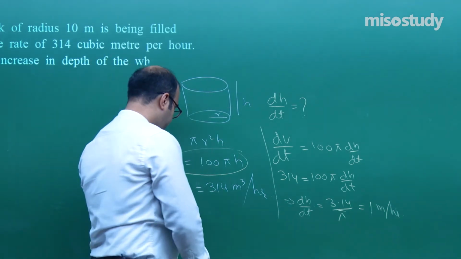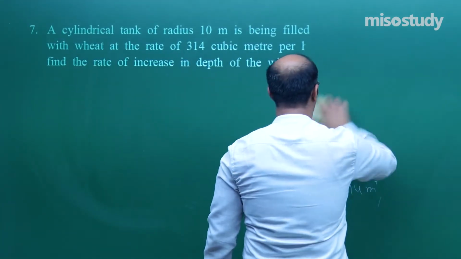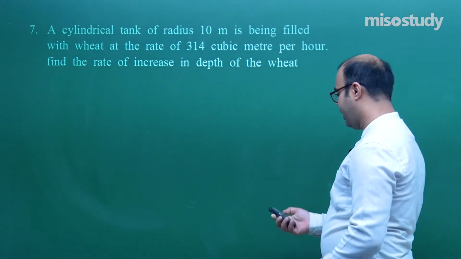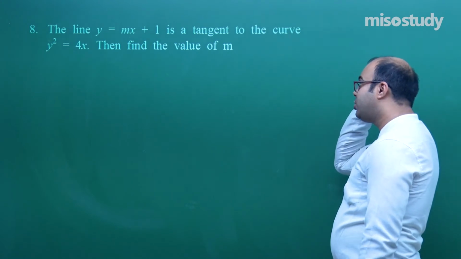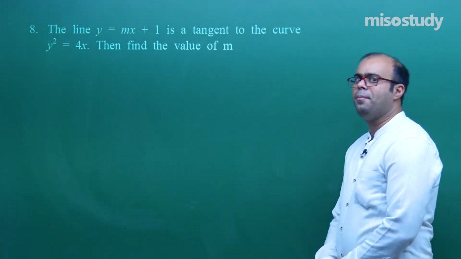Okay, students? So this was a straightforward question. Not much calculation is involved here. Let us see the next question. The 8th one. The line y is equal to mx plus 1 is a tangent to the curve y square is equal to 4x. Then find the value of m.